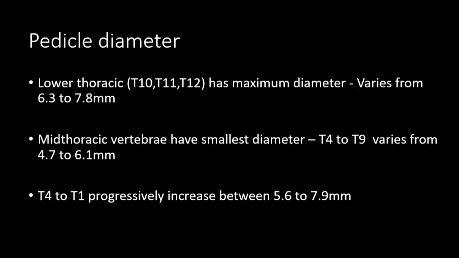Mid thoracic pedicles are comparatively smaller, especially T4. So T4 to T9, the diameter varies from 4.7 to 6.1 millimeters. So you may or may not be able to accommodate a 5.5 screw in this. So you have to study the CT scan preoperatively to ensure that you are not breaching or fracturing the pedicle. From T4 to T1, progressively the pedicles are bigger again. So pedicle diameter varies from 5.6 to 7.9 as we go up.